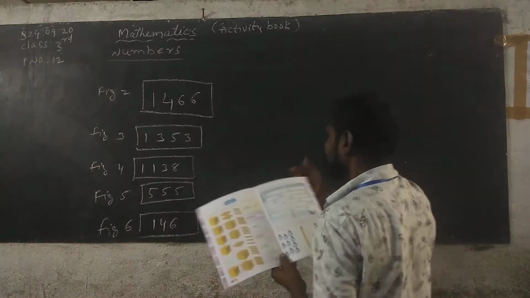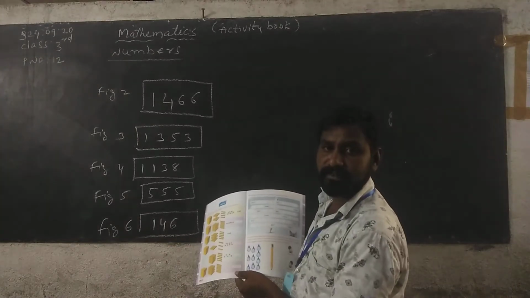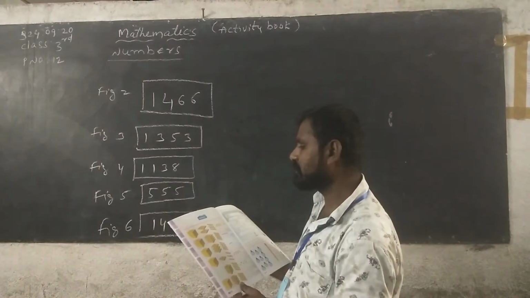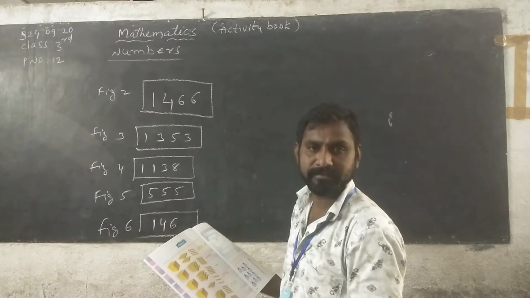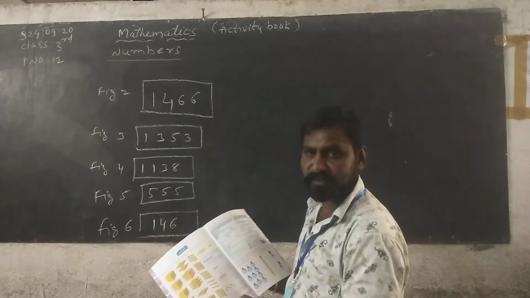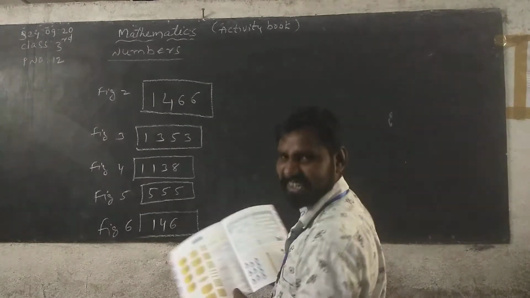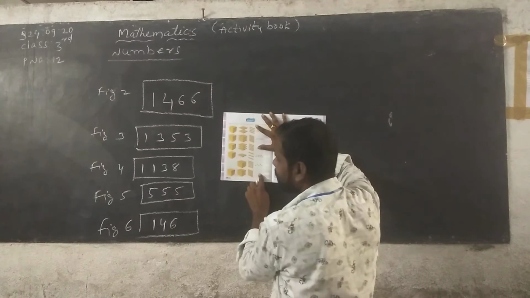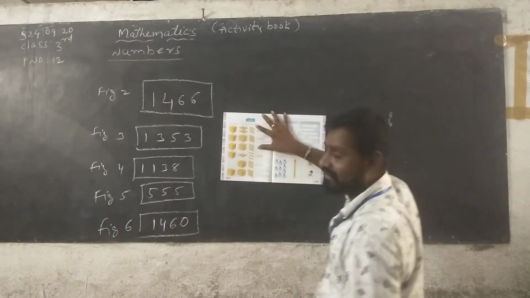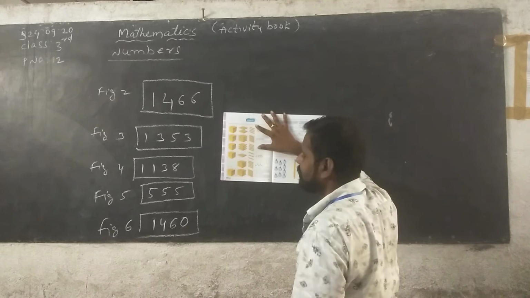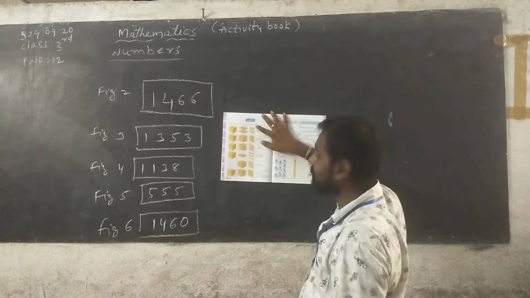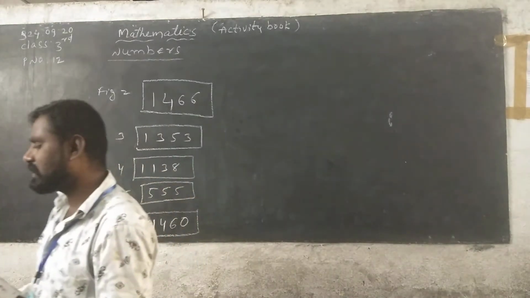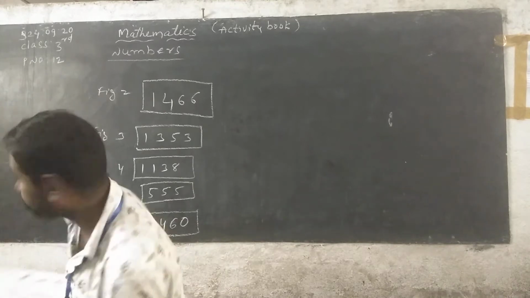Now next. No, there is no 0. Identify the numbers based on the given picture clues. There are no pictures, so you can write 0. That's correct. See here, there is no picture means you can write 0. So that is 1460. Now next, fill in the missing numbers to complete the series in each row.